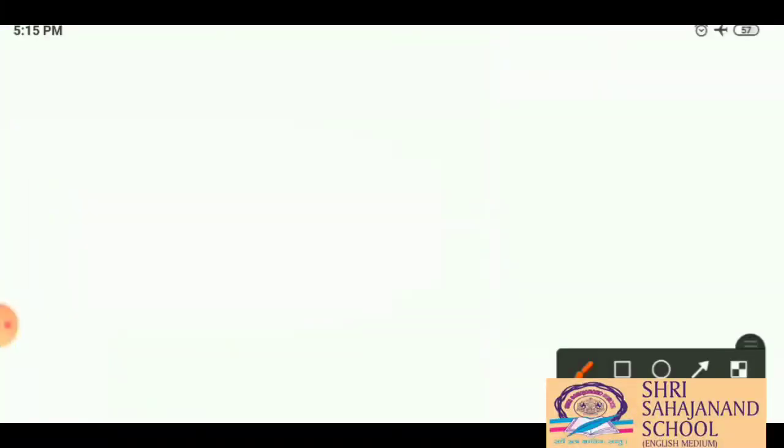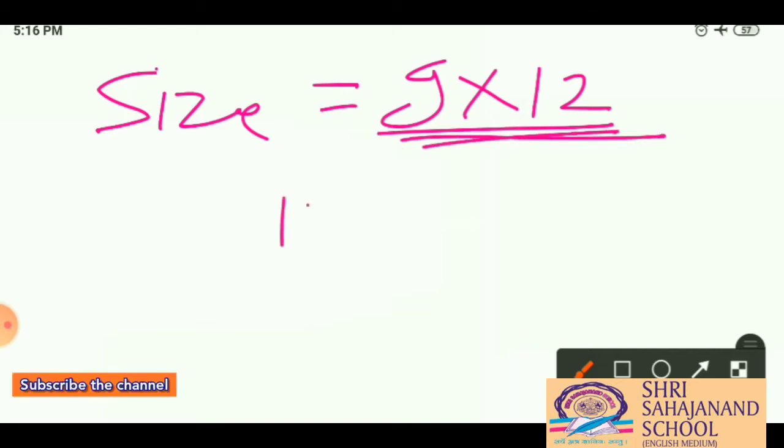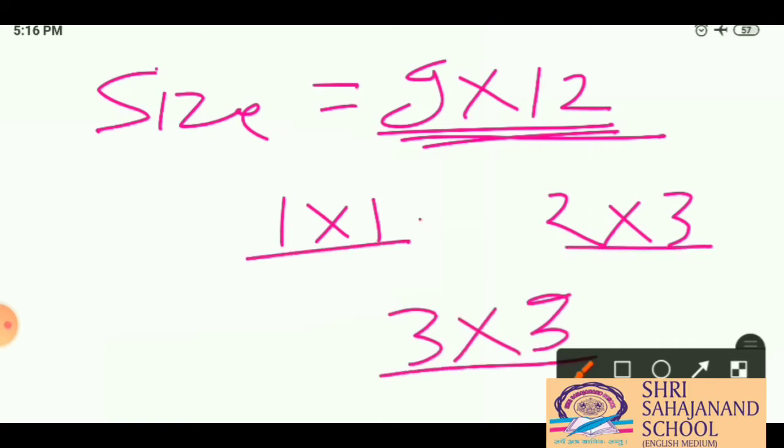First we will write the dimension, meaning the size of the room. The size of the room is 9 by 12 feet. In the question there was a statement that we don't have to cut the tiles. So for that, we have to check what tiles are available in the market. First is 1 by 1 feet, second is 2 by 2, and third is 3 by 3 feet. Now we have to check which numbers are the factors of 12 and 9.